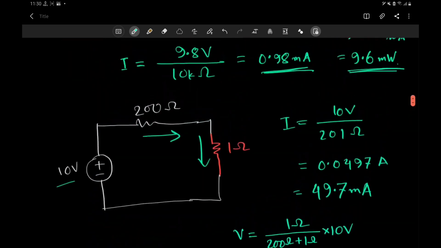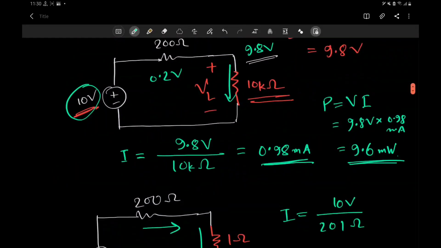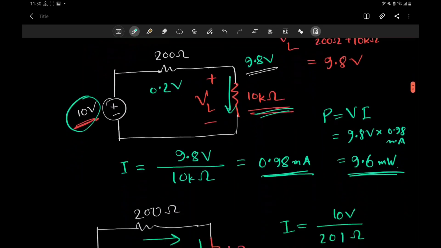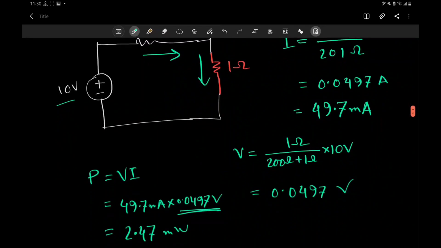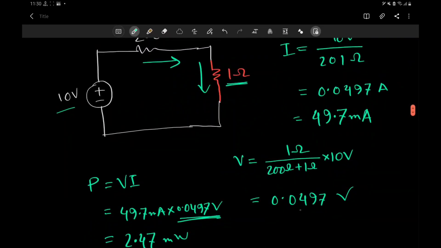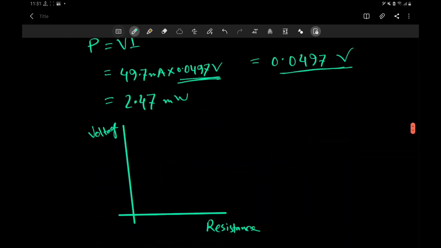So what we have seen in these two examples: when we had 10 kilo ohm resistance, the voltage was 9.8 volt. So we had a very high voltage. But when we had 1 ohm resistance, the voltage was very low, like 0.049 volt. That means if we increase the resistance, the voltage is higher, and this is actually backed up by the voltage divider rule.